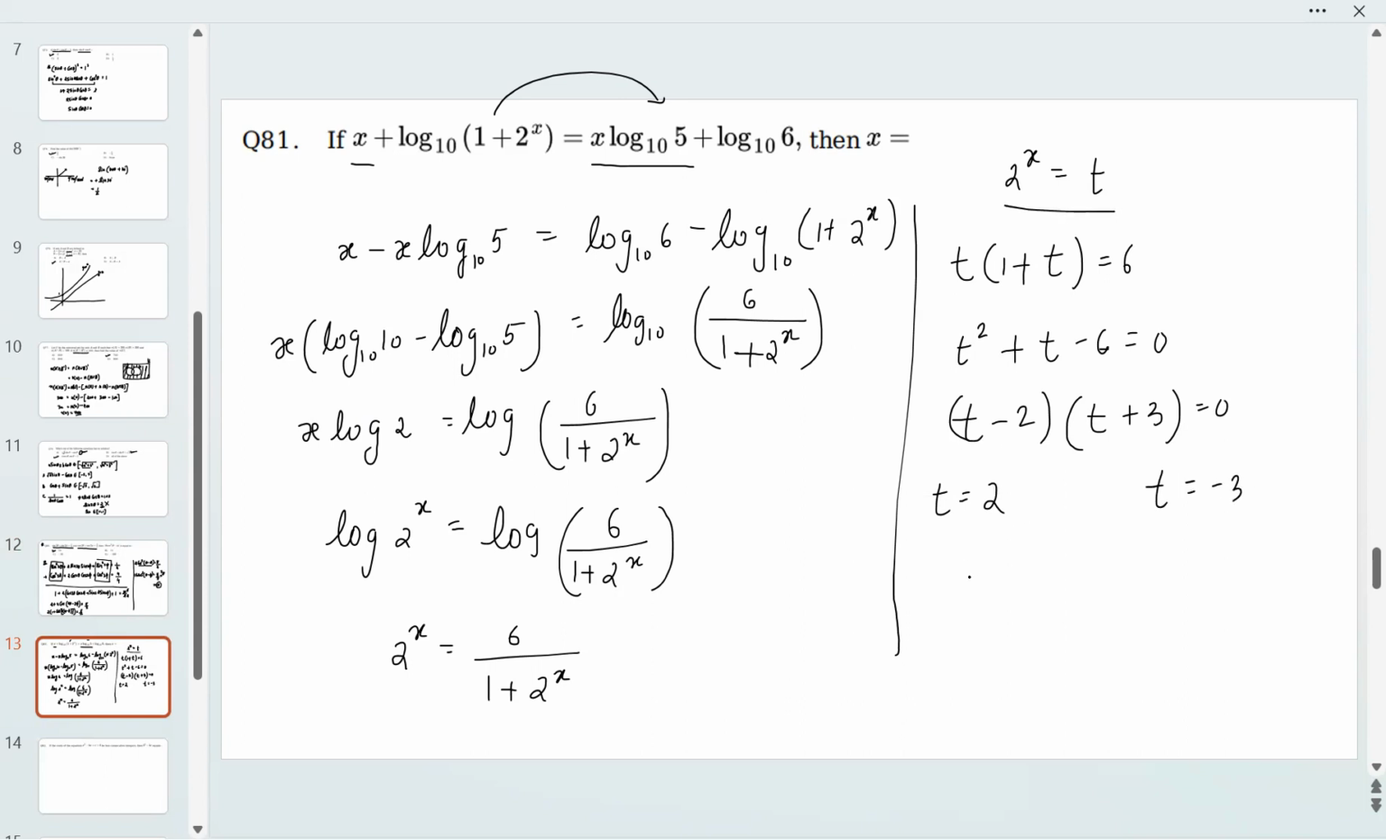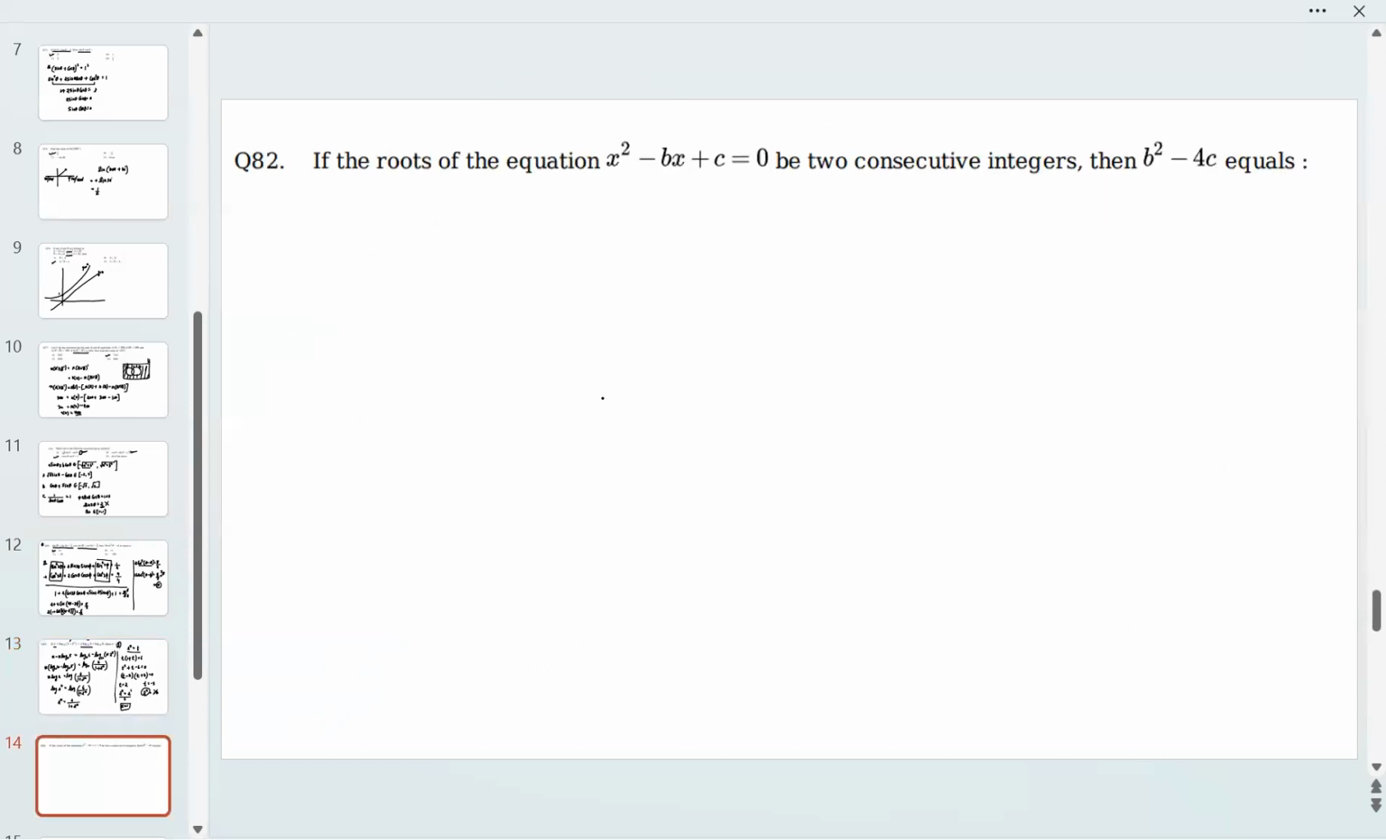What was t? t was 2 raised to x. So 2 raised to x is equal to 2, I can write 2 raised to 1, and 2 raised to x equals minus 3. Any exponential value can never give a negative number, so we'll reject this solution. And by comparing, since the bases are same, we can compare the powers. So I'll get x equals 1. This is an integer based question, so you don't have options, you just have to write the integer, which is, answer is 1.